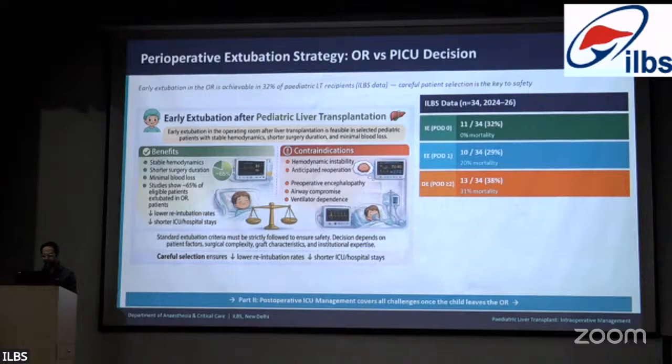In the ILBS data from 2024 to 2026, 34 pediatric liver transplantations were done. Immediate extubation on the table, we could do in 11 patients out of 34. All these patients had good outcomes. There was 0% mortality. 10 patients we could extubate the next day, and 13 patients required prolonged ventilation before extubation. These patients had higher mortality. So from here we see early extubation was achievable in 32% of the LT recipients. I will be discussing this data more.